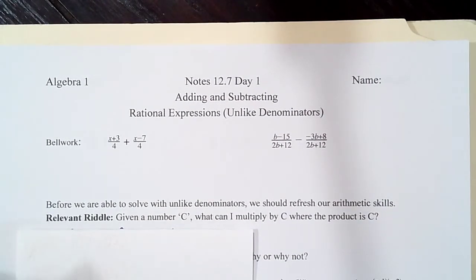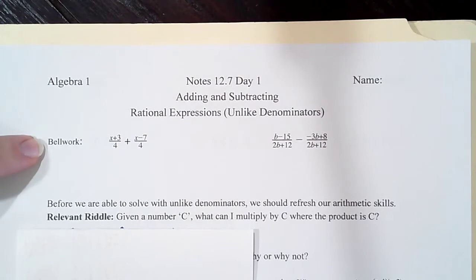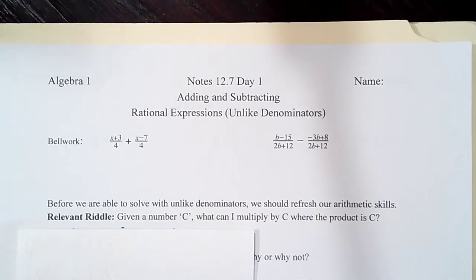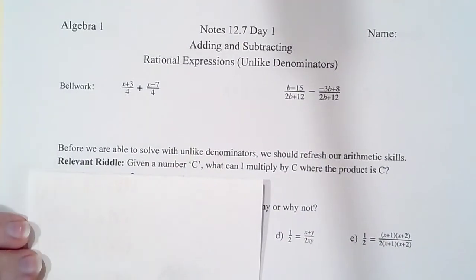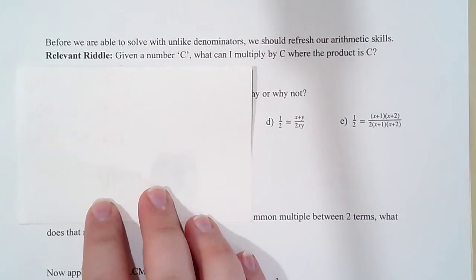We're going to be adding and subtracting rational expressions, but today we're going to be doing that with unlike denominators. A quick warm up here in the bell work, that's with similar denominators or with like denominators. I have every confidence you can handle those on your own, so we're just going to jump right in.